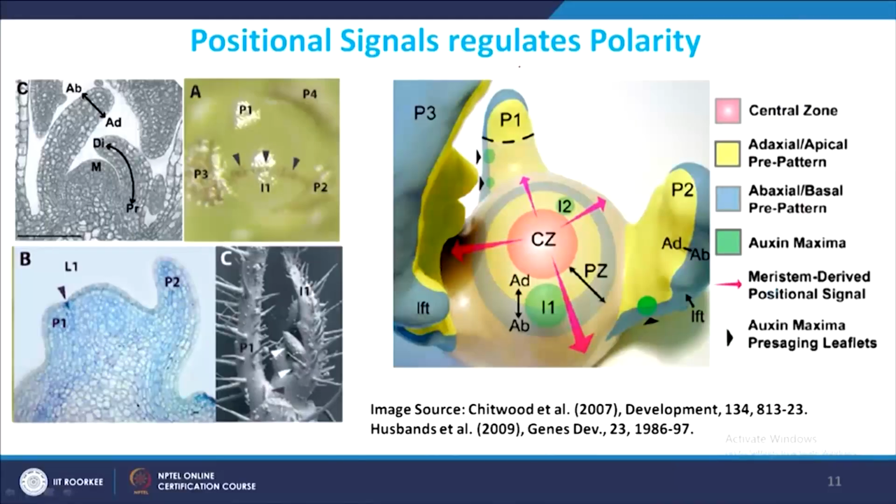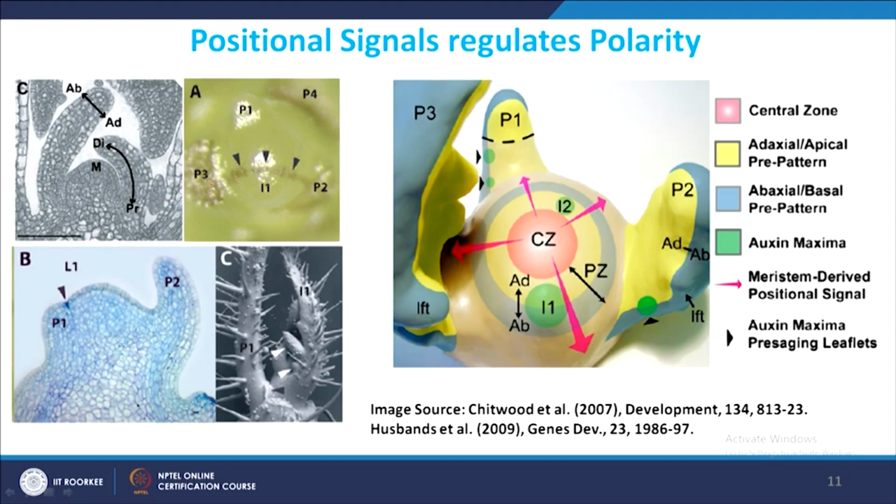This polarity establishment occurs very early, when the meristem is getting maintained in the center and the lateral organ primordia are initiated, and the positional signal plays a very important role. This is clear from this experiment. Here is a growing meristem, and then you have a lateral primordium. As I said, this is your proximal region, this is the distal region, this is your adaxial region, and this is your abaxial region.